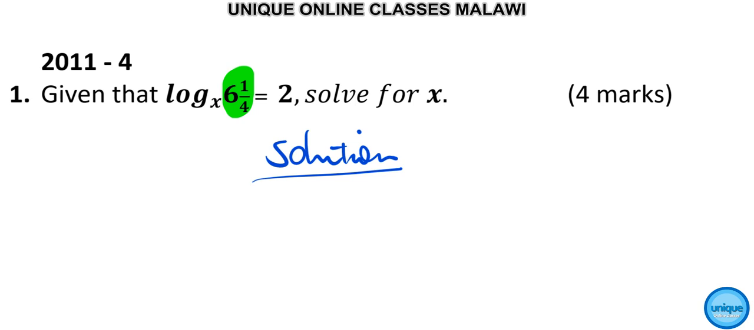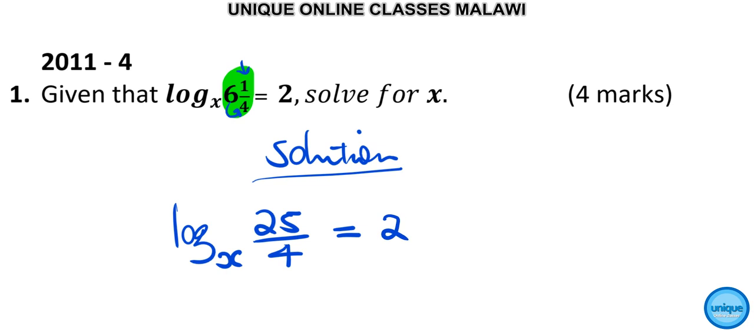So what we need to do, if you remember from primary school, is multiply 6 and 4, then add the 1 on top. So 6 times 4, that's 24, plus 1, the answer is 25. So we get 25 over 4. That means we have log whose base is x, and here is equal to 2.